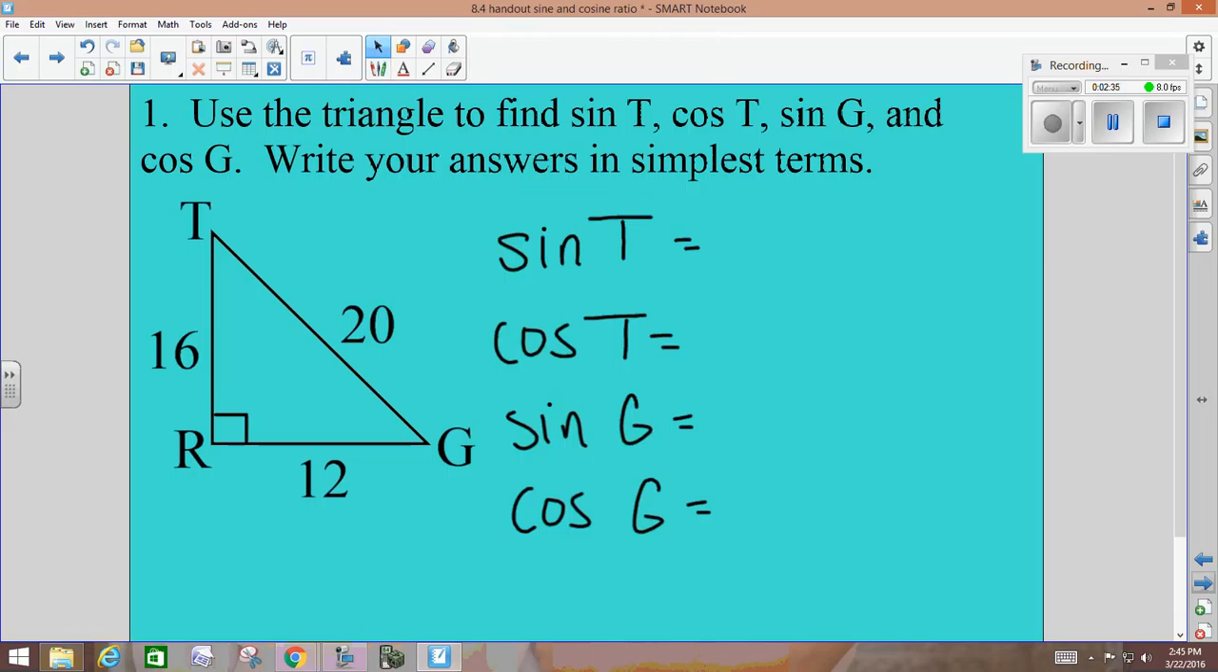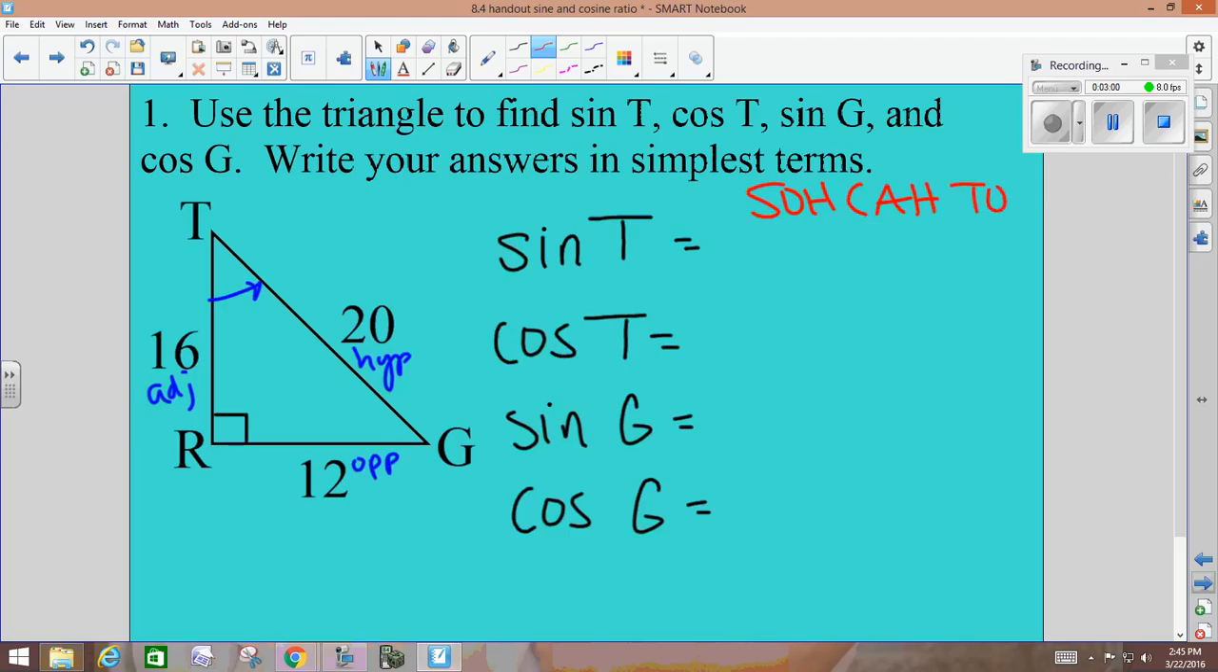So I'm going to start with angle T since they listed that first. Label the sides of the triangle based on that angle, just like we started with yesterday. Opposite of T is 12. Adjacent to T is 16. And 20 is my hypotenuse. So SOHCAHTOA tells us that sine is opposite over hypotenuse. So the sine of t is going to be 12 over 20.